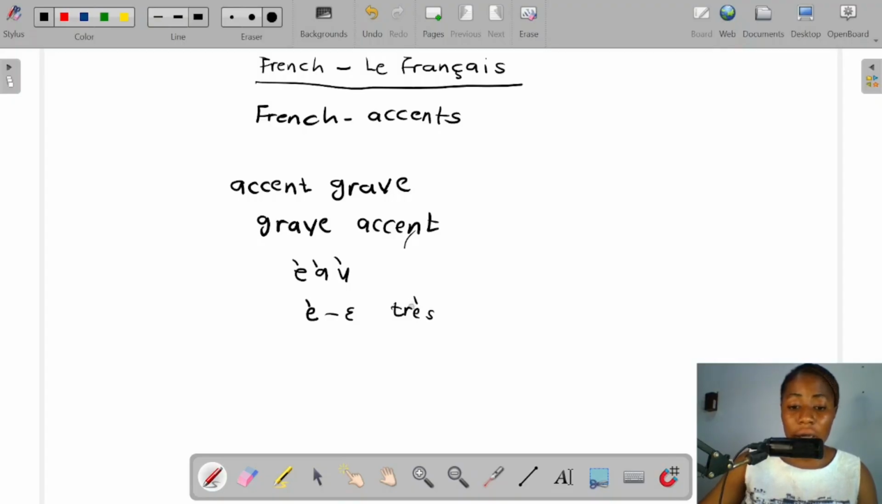For example, très. So you can see there is an E in between the R and the S, whereby we have an accent grave on it. Yes, it is pronounced as très. You can hear the sound of this "eh" sound in between.